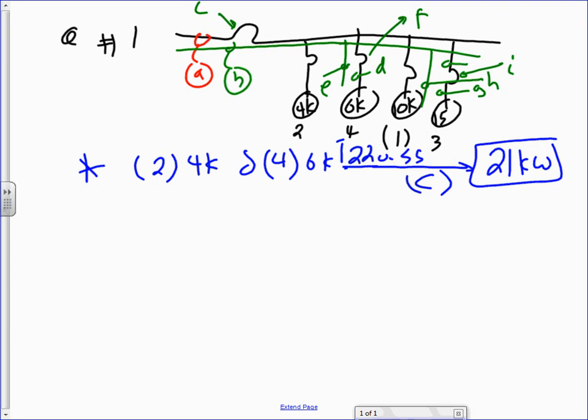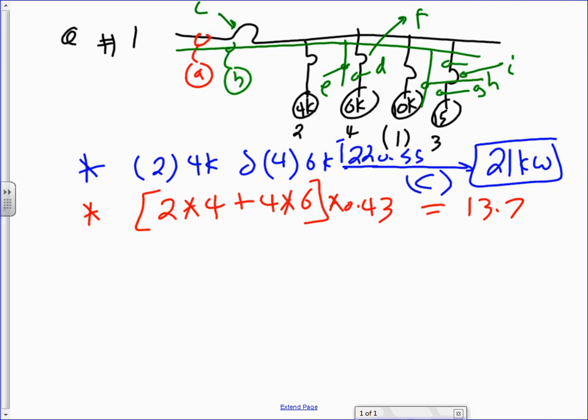Now remember, guys, which note would that be? Note number 3 allows you to do some derating, allows you to go lower than that, right? So if you go to note number 3, it says you take the 2 multiplied by 4 plus the 4 multiplied by 6, okay? And then multiply everything by 0.43, and that will get you 13.76 kW.